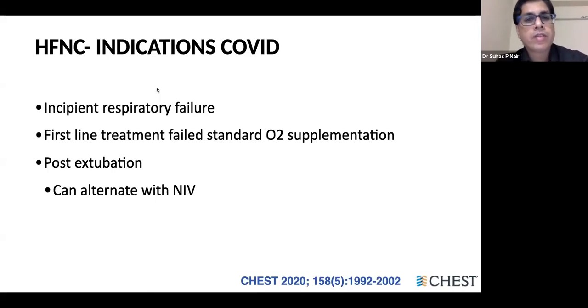Okay. Let us see the indications of HFNC in COVID. Any impending respiratory failure, if the patient does not respond to your standard oxygen therapy with the other oxygen equipments like NRBM, you can go for HFNC. But one important thing to remember is whenever the patient has a very high work of breathing, NIV is not your good choice. Okay, either you should go for HFNC, or you should go for NIV, or if the work of breathing and desaturation is very high, even consider intubation. Okay. So it helps in post extubation in COVID patients. You can alternate NIV and HFNC. So always remember the most important thing is when the work of breathing is very high, don't go for HFNC.